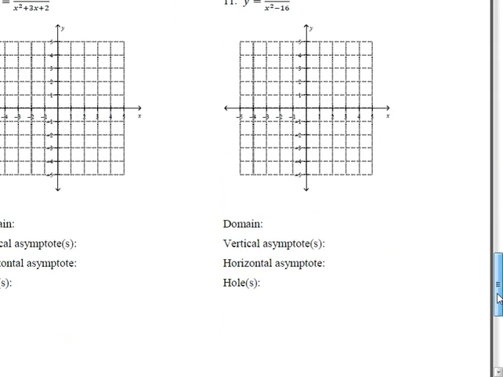Everybody go to number 10. Find number 10 on your worksheet. Let me help you with number 10.